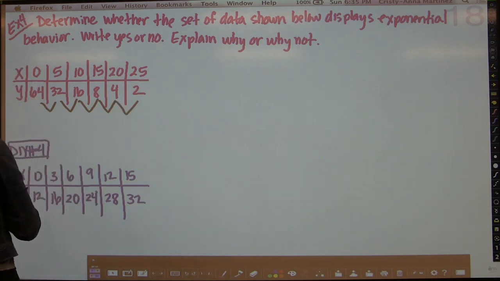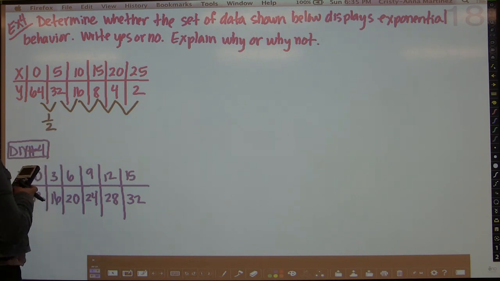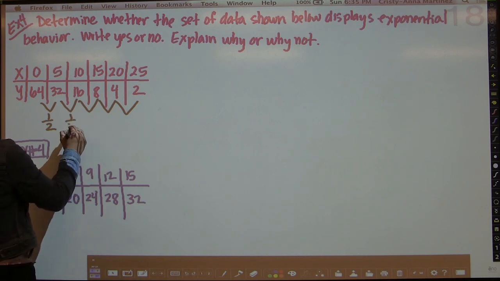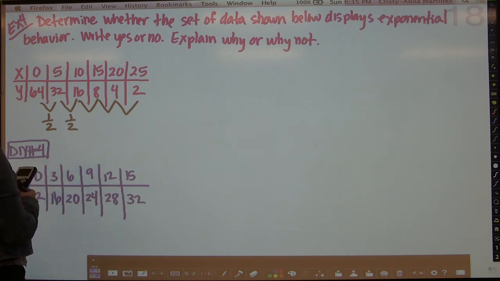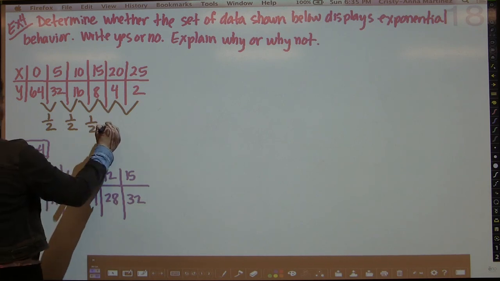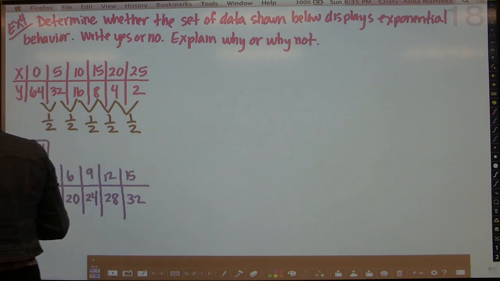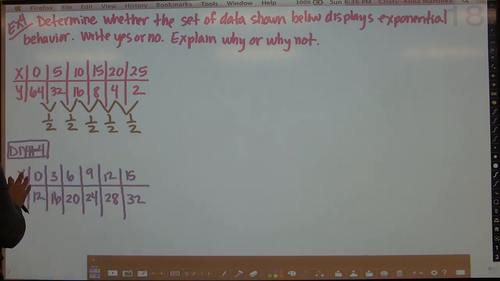And so what you can do is take 32 and divide it by 64, which gives you 1/2. 16 divided by 32 also gives you 1/2. 8 divided by 16 gives you 1/2. 4 divided by 8 gives you 1/2. And of course, 2 divided by 4 is 1/2. So because they all have that same common factor, then most likely this is going to be exponential behavior.